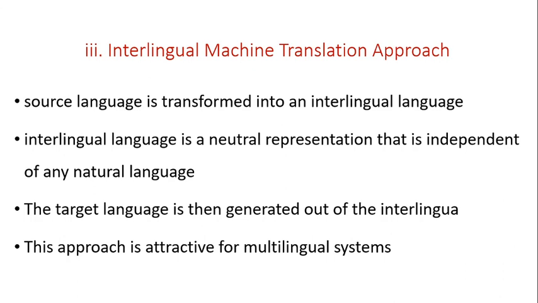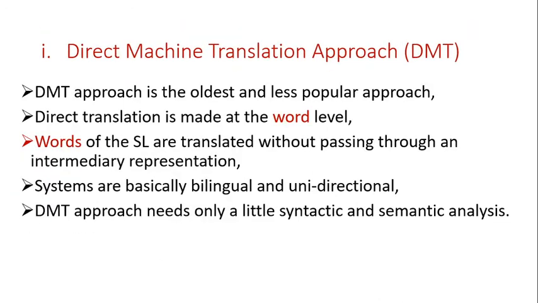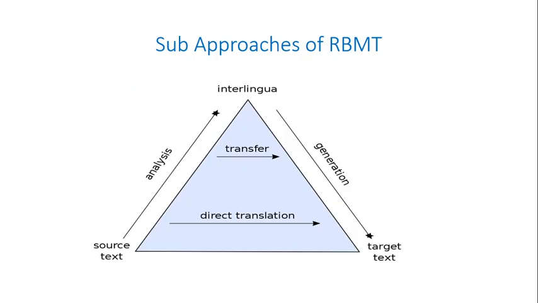The interlingual machine translation approach, one of the categories of rule-based machine translation approach, is at the top of this pyramid that we have seen. You see these from the direct to the transfer, from the transfer to the interlingua. These can be considered the developmental phases in the history of machine translation development.